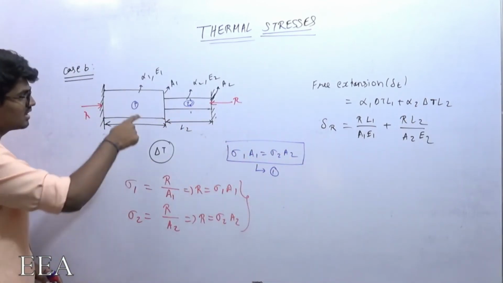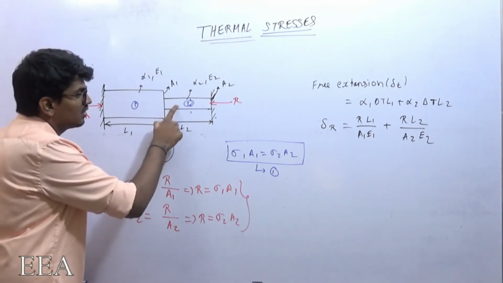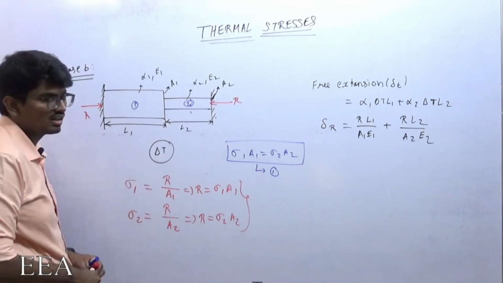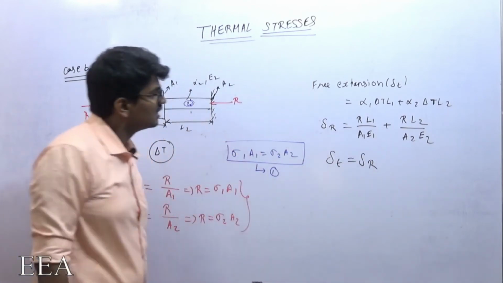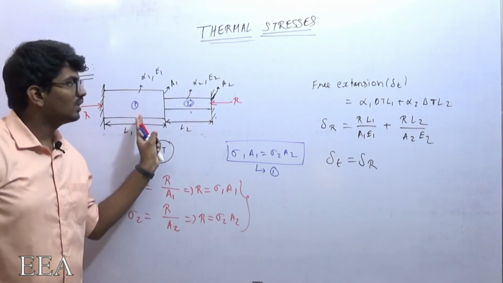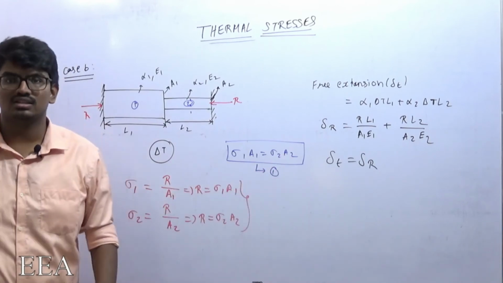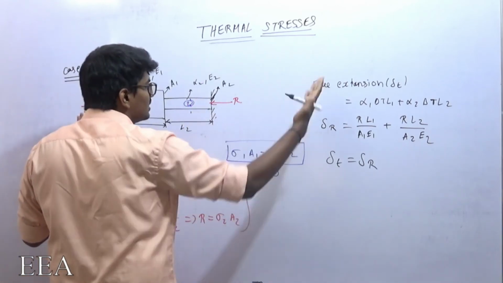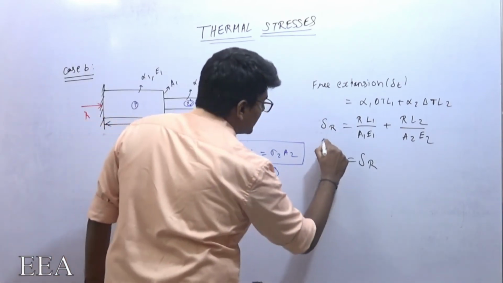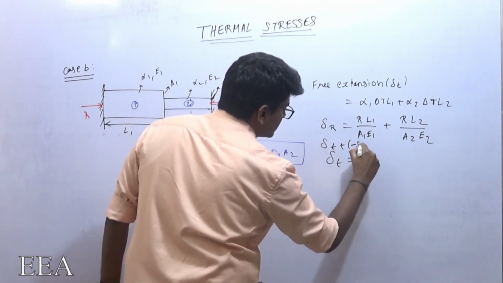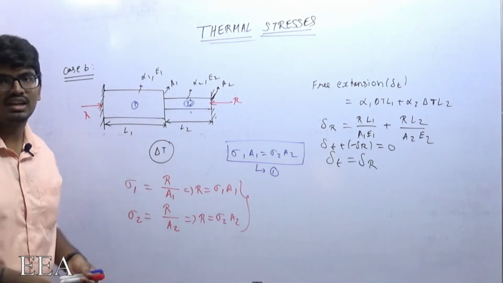R L1 by A1 E1 is nothing but the restricted amount of deflection in first member. R L2 by A2 E2 is nothing but restricted amount of deflection in the second member. If I add them, I will get total restriction. And we know very clearly this delta T should be equal to delta R. Delta T is nothing but total expansion. That total expansion is equal to the total restriction. So how much it is freely getting expanded, that much expansion is getting restricted. So net deflection is 0. If you want in another manner, I can write delta T minus delta R is equal to 0, whatever we discussed in the first case. Right, so we are again coming back to the second case only.